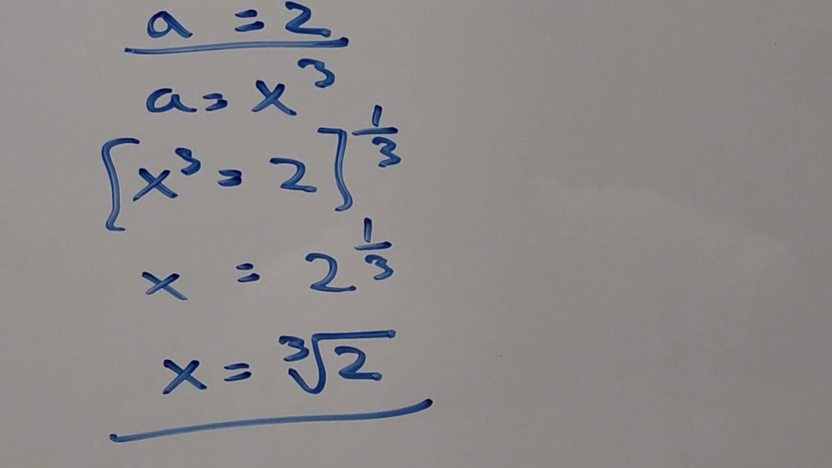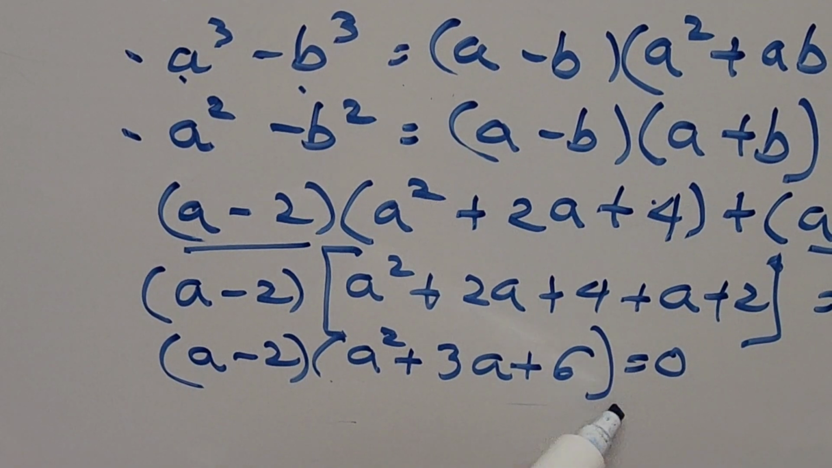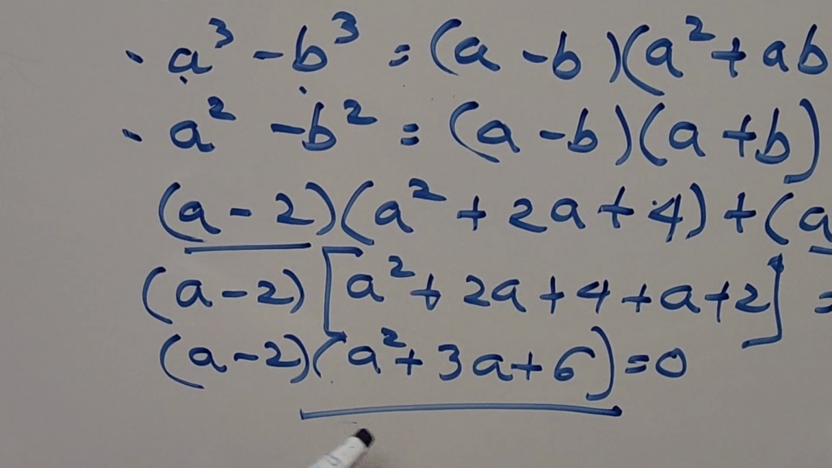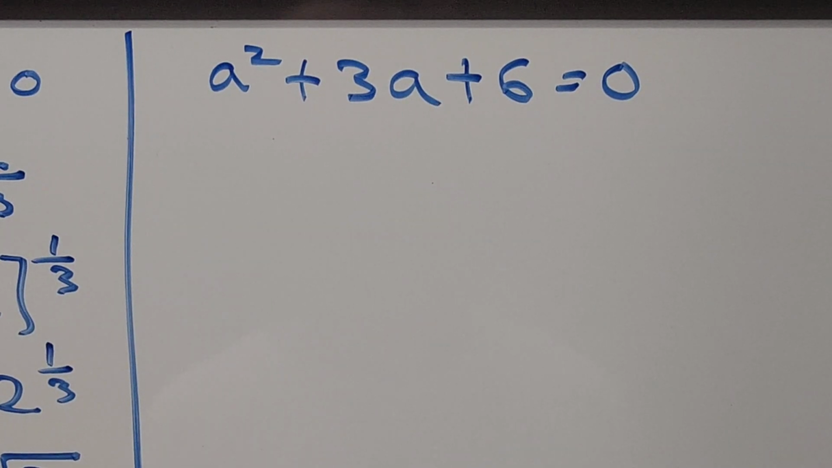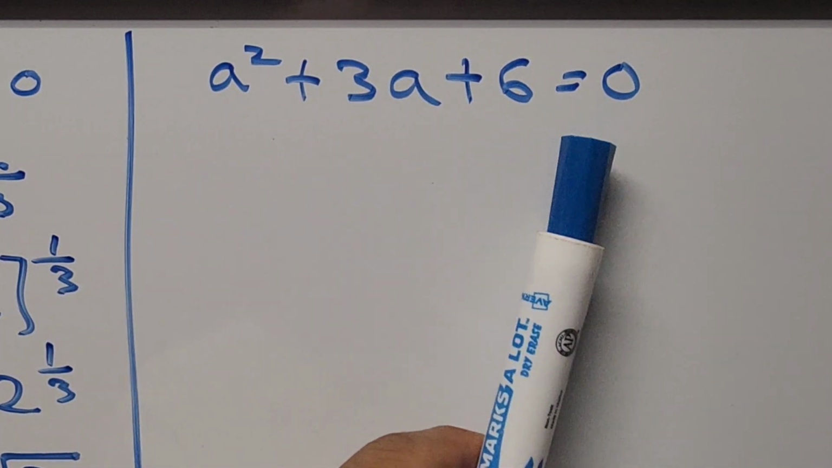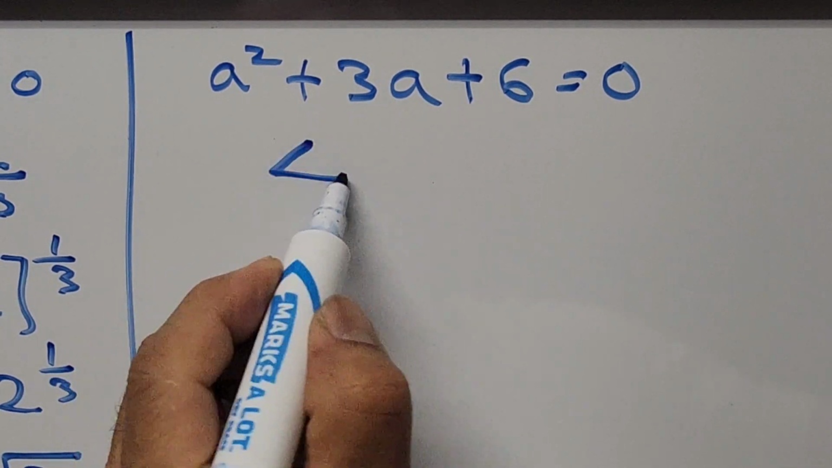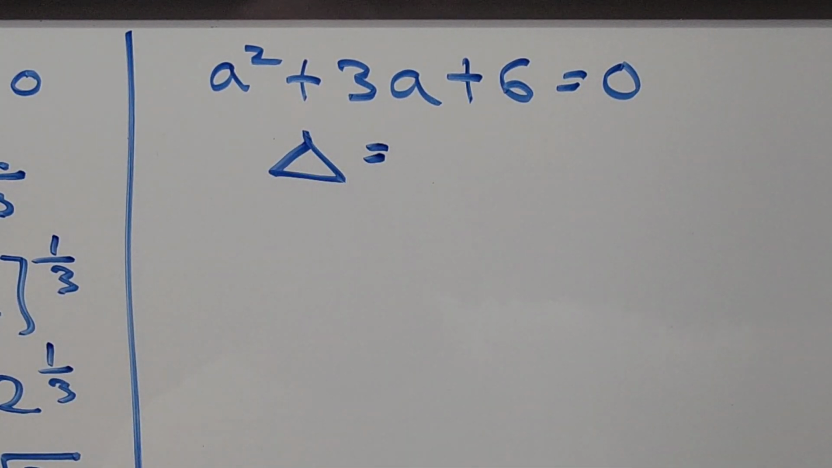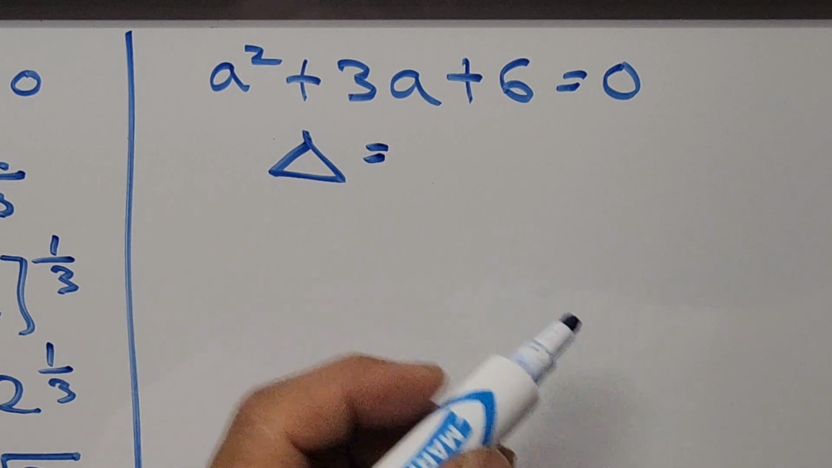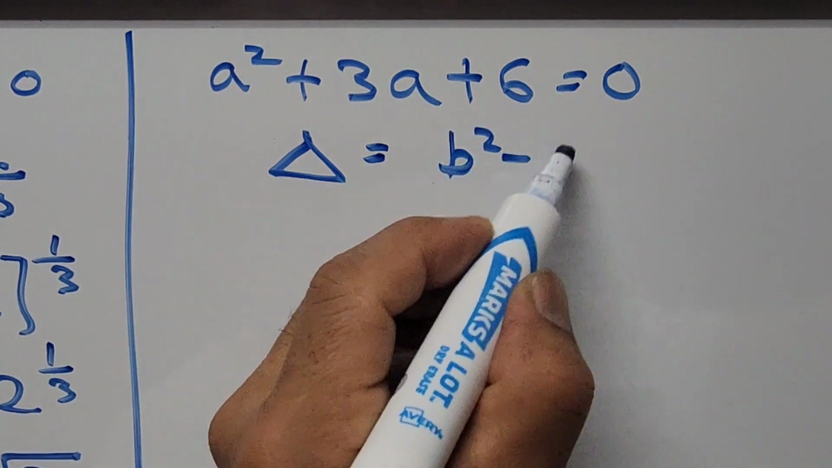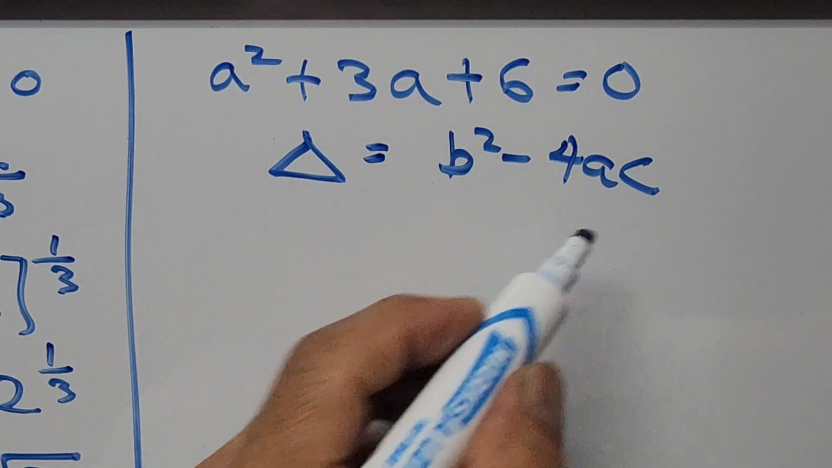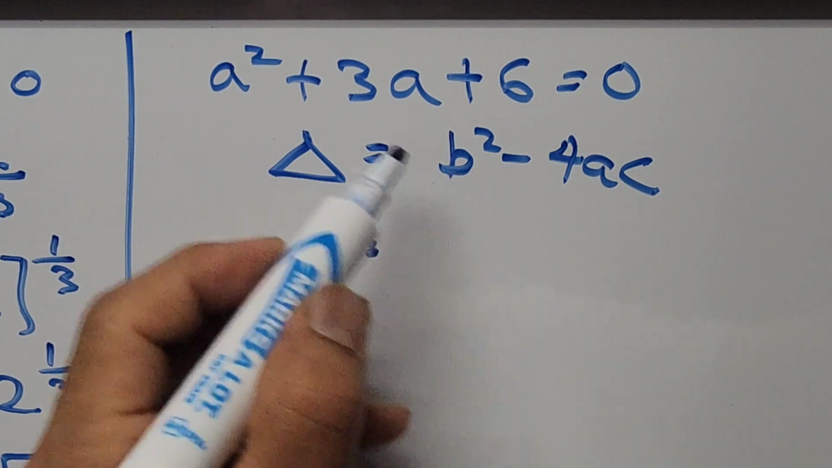And considering the other root of x, from earlier we had this other factor, let's equate this to 0, so we'll get the value of a, and eventually get the value of x, right? So we have here the other factor, a squared plus 3a plus 6, equating it to 0. So let's find the value of a by the quadratic formula, right? We'll have the delta here, the discriminant, the value under the radical of the quadratic formula, that is b squared minus 4ac. So we have here b is 3, right?